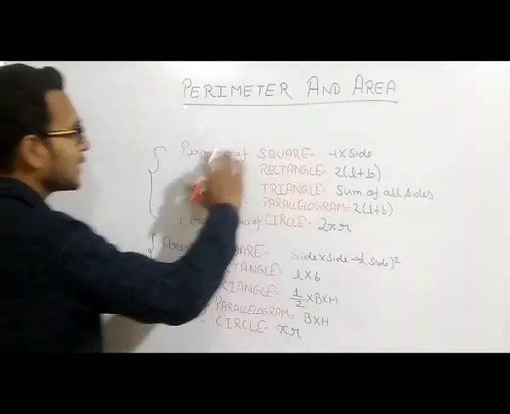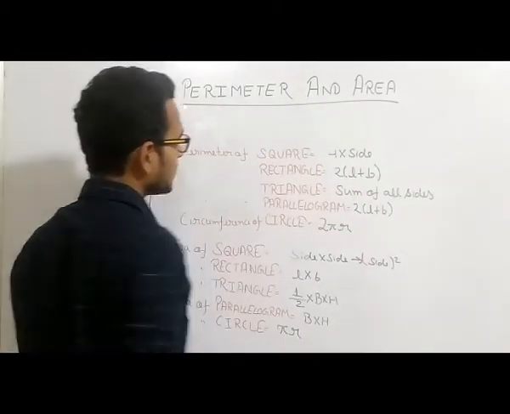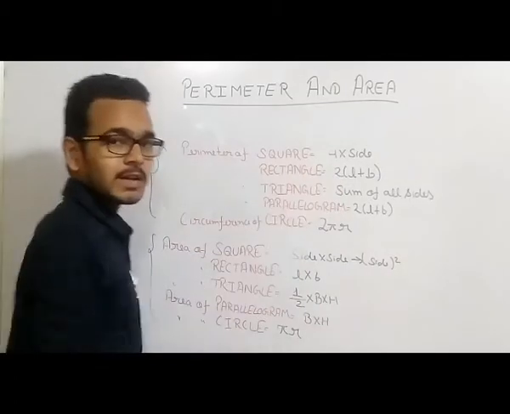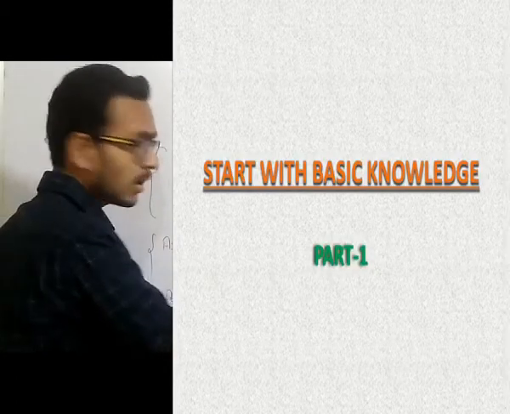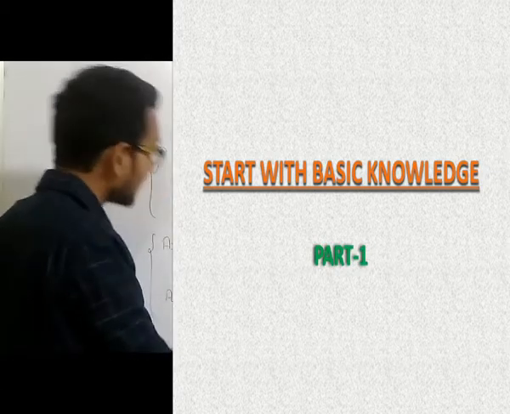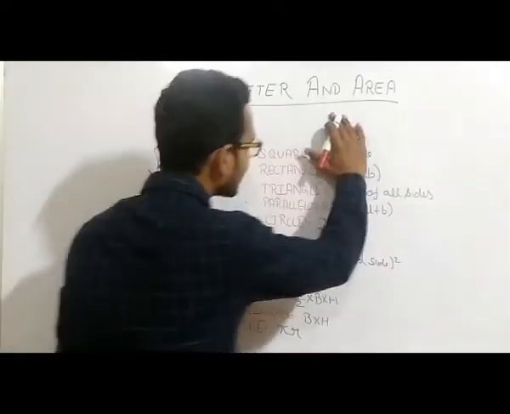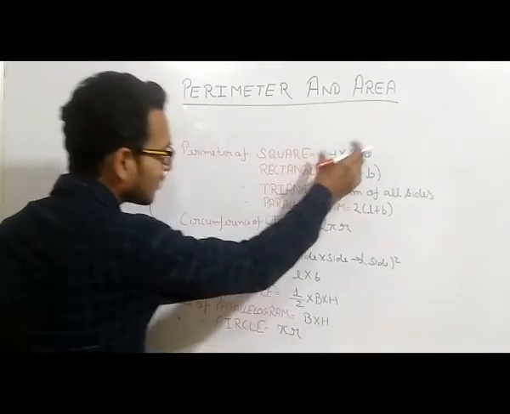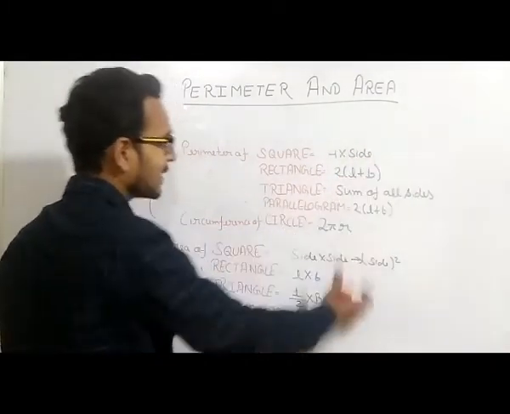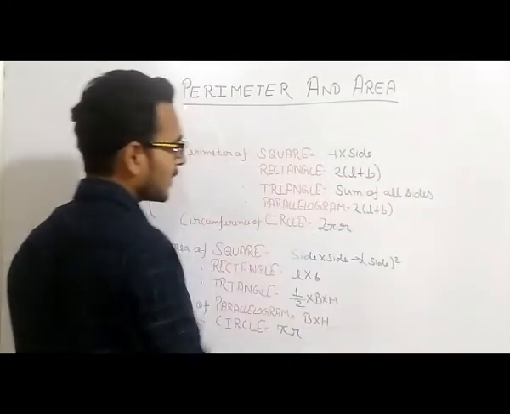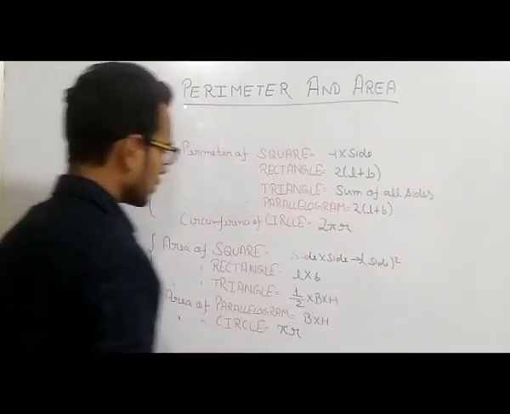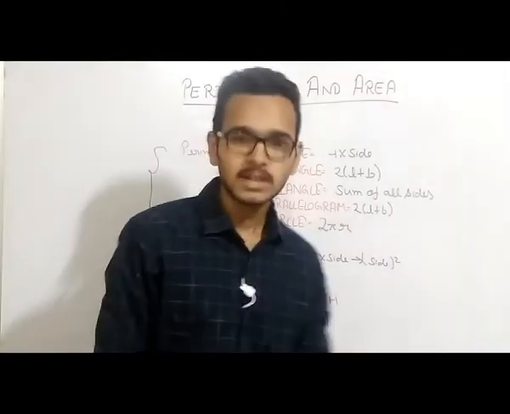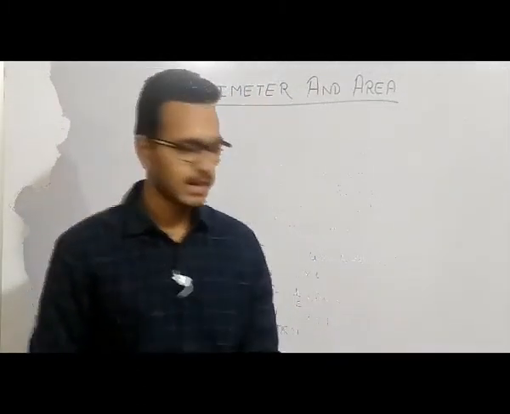Why is the perimeter of a square 4 into side? Why is the perimeter of a rectangle 2 into length plus width? We know all the types of formulas related to perimeter and area, but why is it 4 into side, why is it 2 into L plus B, why is it the sum of all sides, and so on. Let us start the chapter perimeter and area.